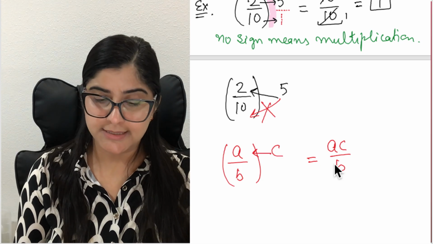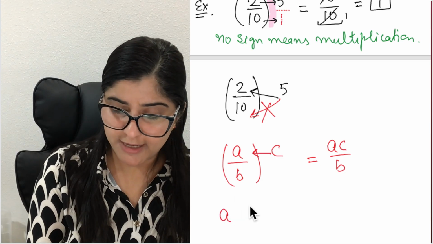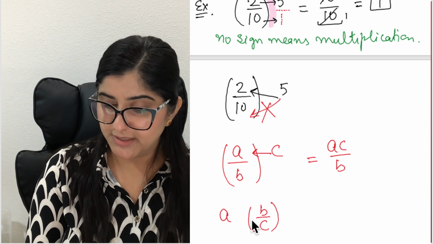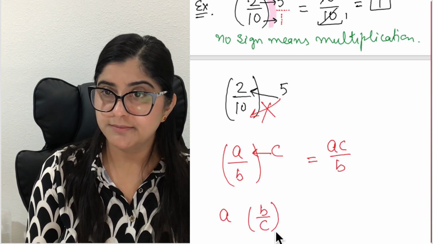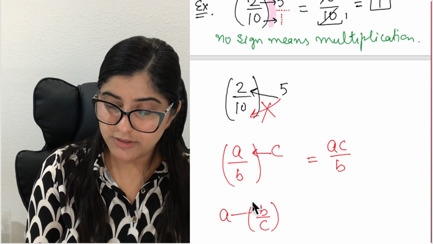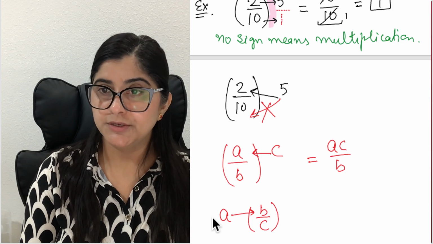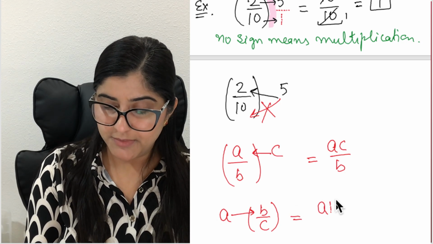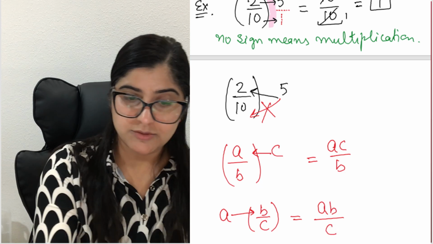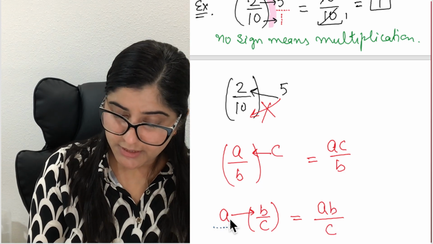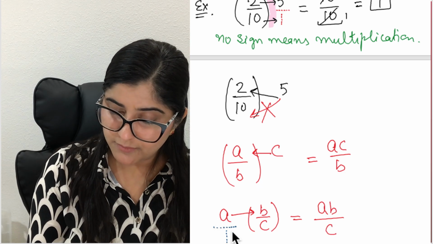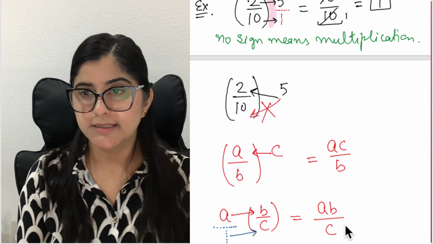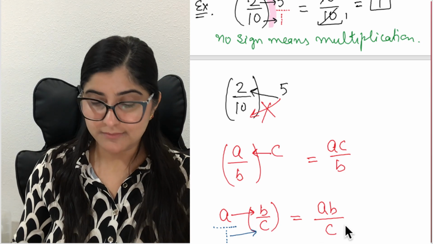So remember that. Same thing if you have a times b over c, something like this. So a is a whole number and b is a fraction. This whole number will only multiply to the numerator, not with the denominator. The answer will be ab over c. So why not the denominator? Because we can write this as a fraction, a over 1, and only the 1 will be multiplied with the c. So c times 1 is c. So that is the reason.